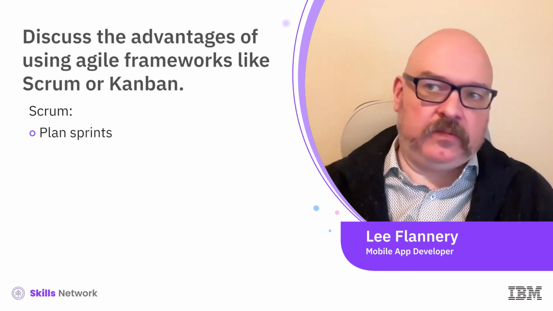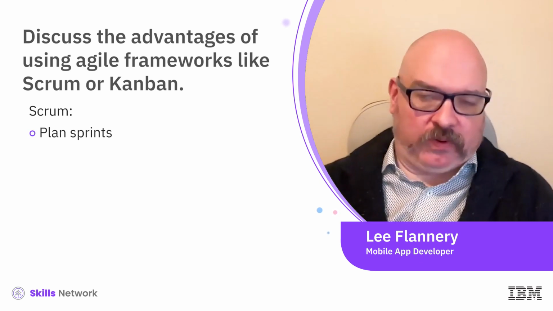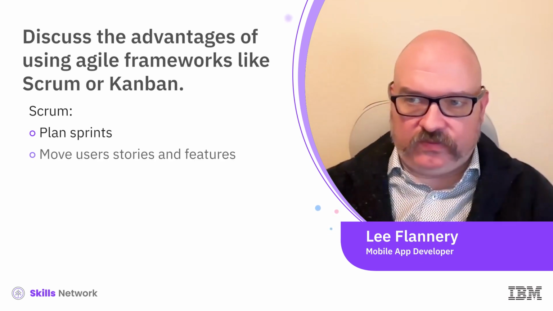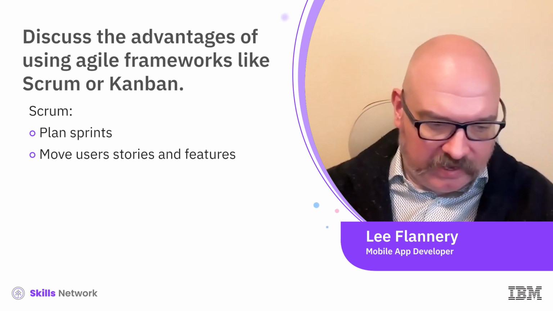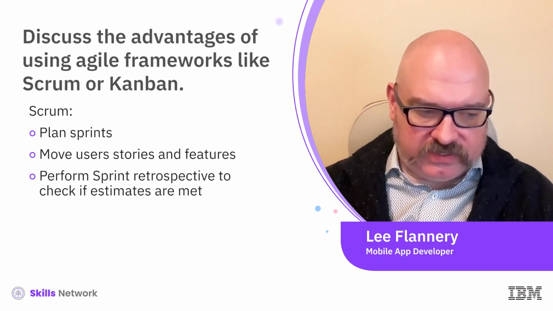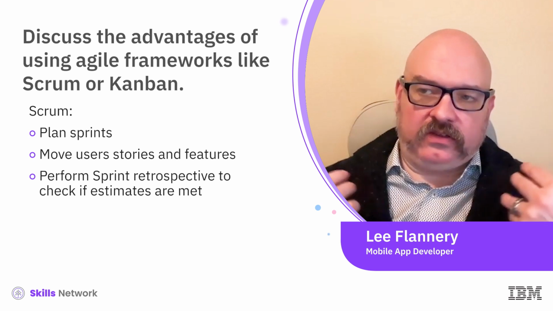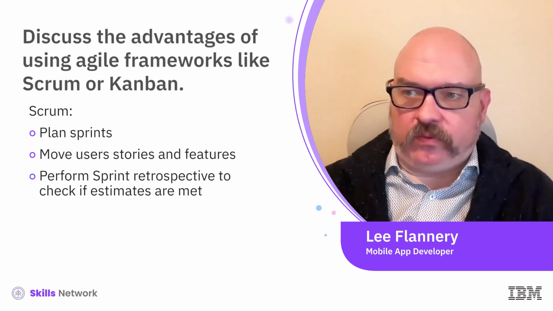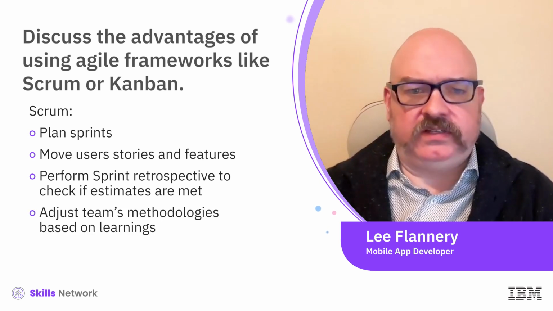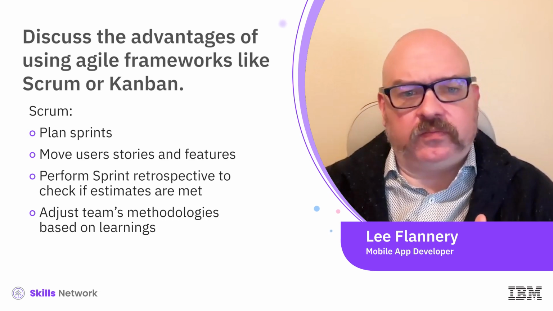Scrum has planned out sprints of, say, 2 weeks, where you set up the sprint planning in the beginning, you go through and move user stories or features along the way during the 2 weeks. At the end of the week, you see if you met your marks as far as estimates. If not, you maybe adjust them. And then you have an end of sprint retrospective meeting to see how the team feels and make any adjustments to the team's methodologies based on the learnings you've had from those 2 weeks.